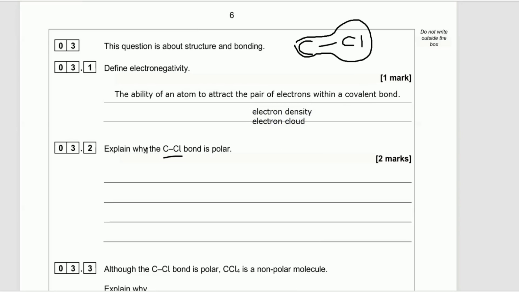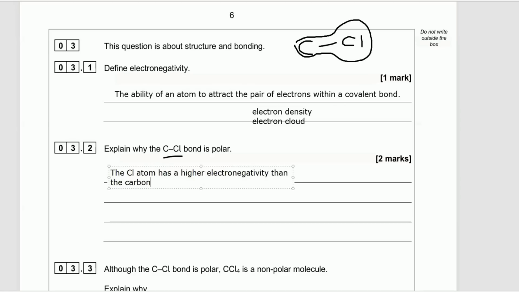The next question is: explain why the carbon-chlorine bond is polar. I already went over that a little bit. The idea is that the chlorine atom has a higher electronegativity than the carbon atom.